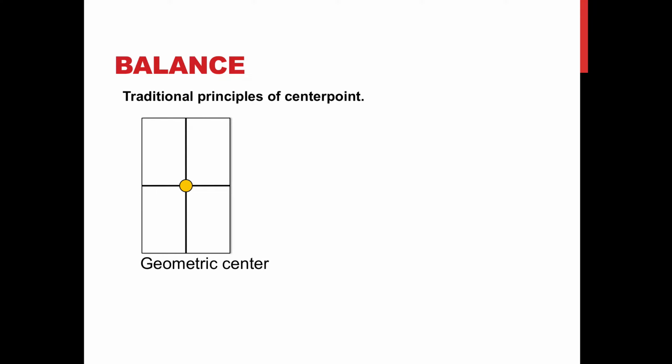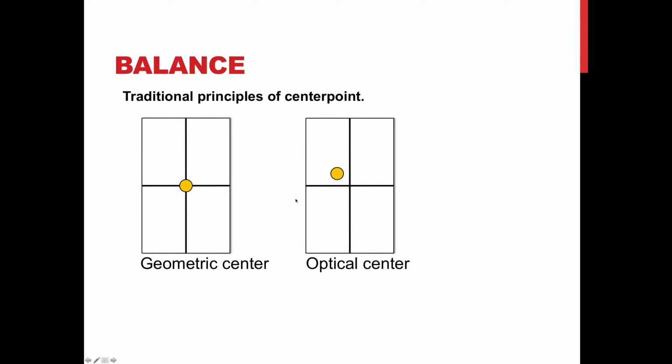So here's a geometric center, right? So middle, let me put it right at the middle. Whereas there's an optical center. So the optical center is kind of where you look first. We tend to not look directly at the crossing of the lines, but we tend to look up and to the left. So does it matter online for you to do this?